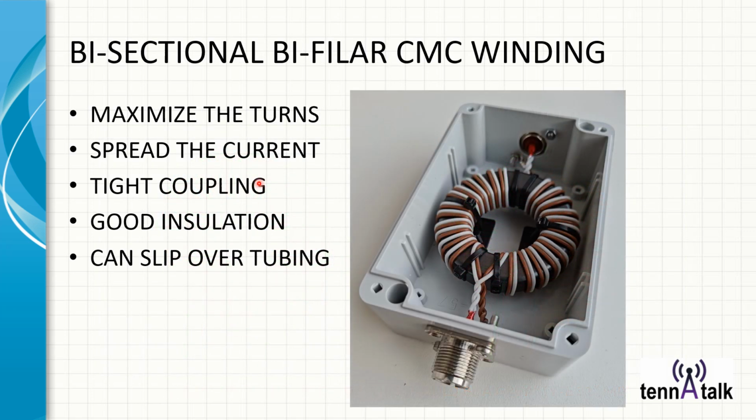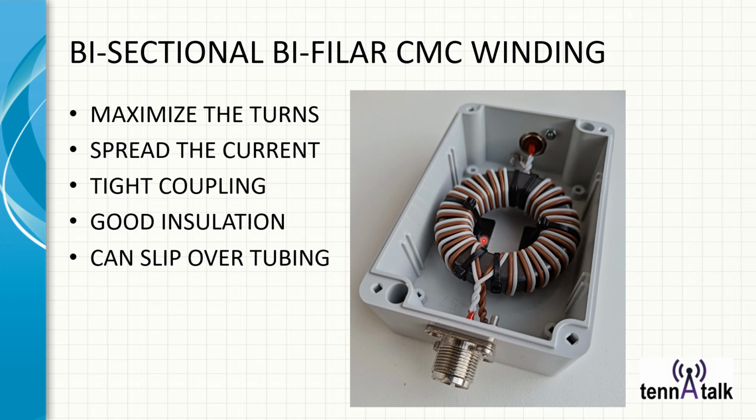And here we are, a bisectional bifilar CMC winding, where we have bifilar on one side and bifilar on the other side, so it's bifilar and split. And you can again see the windings coming over the top and to the inside of the core. Then we tie the whites together on both ends, and we tie the browns together on both ends. Those form the center pin and the ground connections on the input and the output.